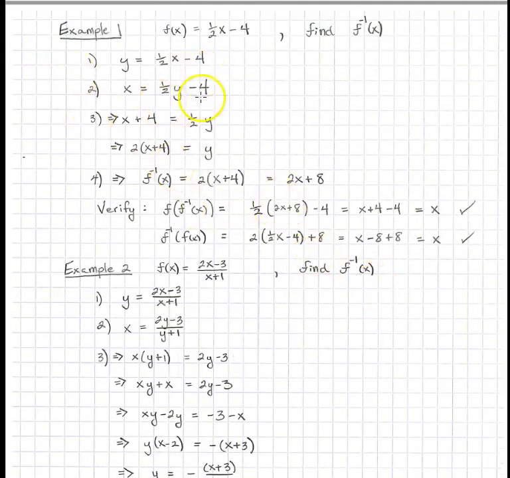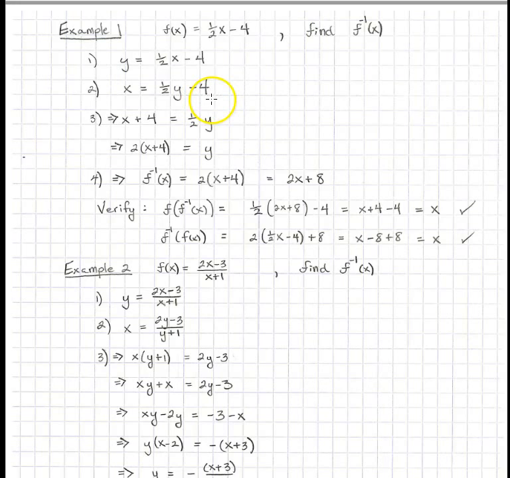So in our first example, we have f of x equals 1/2 x minus 4. We want to find f inverse. So the first thing we do is, if we don't already have it, we want to replace f of x with y. So we write y equals 1/2 x minus 4. Then we switch the x's and the y's. Anywhere I have a y, I make it an x, and anywhere I have an x, I make it a y. So that means we have x equals 1/2 y minus 4.